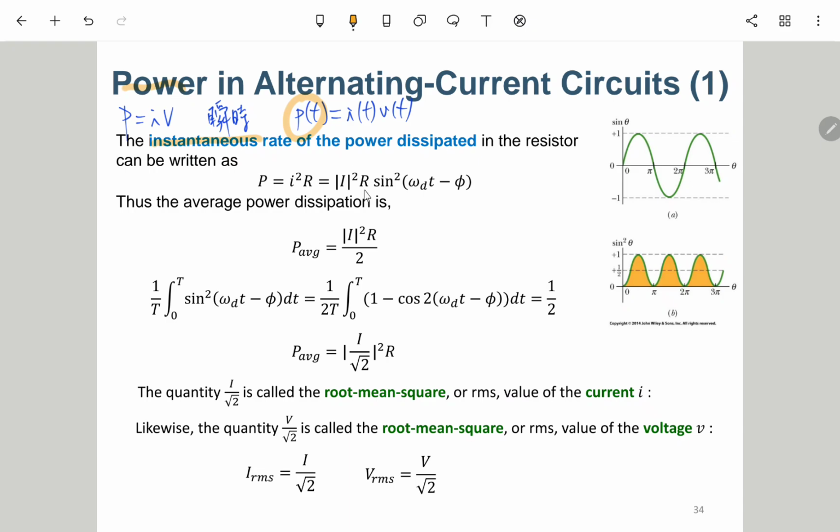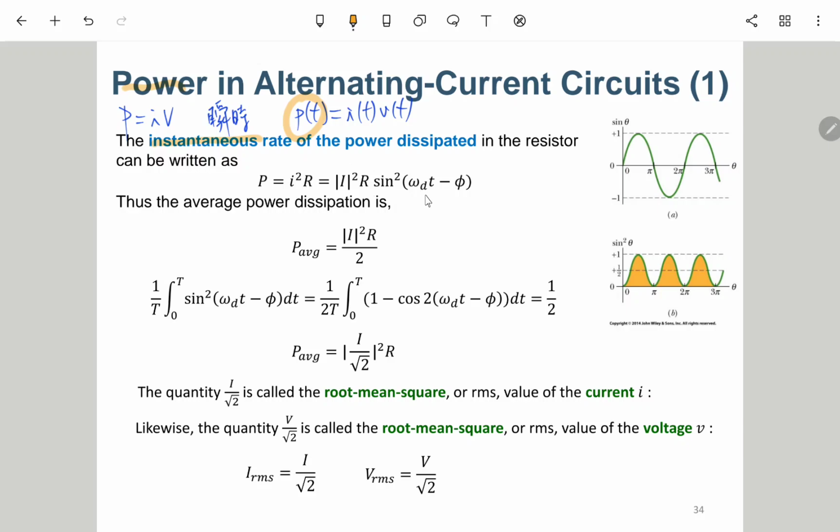Okay, so this is the instantaneous power. It is like a square of a sine. Previously we already know that i is the absolute value of I times sine of this stuff. So if we have i squared, we have this absolute square times sine squared, and then multiply by R. So this is the instantaneous power dissipation.